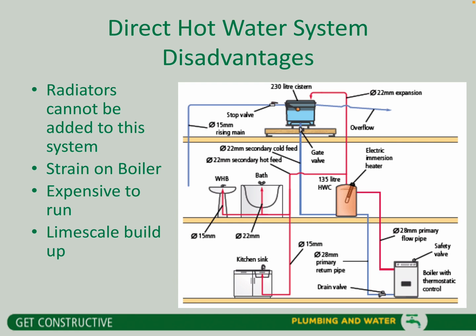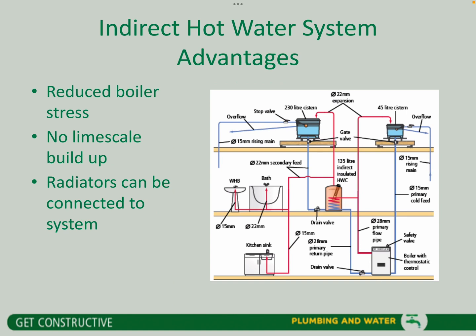This is why this system is very rarely used here in Ireland. And we prefer to use the indirect hot water system. This is because it has a number of advantages over the previous one. It has advantages such as reduced stress on the boiler, no limescale buildup, and radiators can be connected easily to the system. As Ireland is generally a cold country, we want radiators connected to our systems.